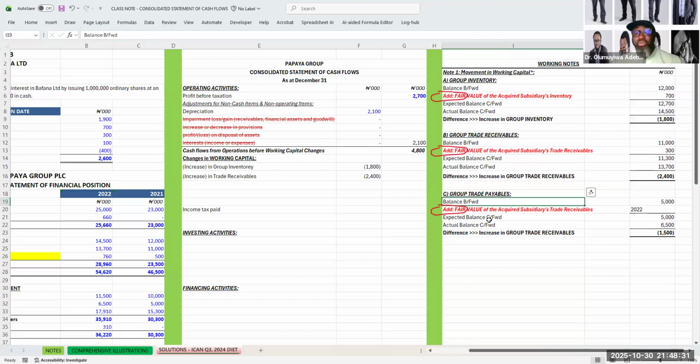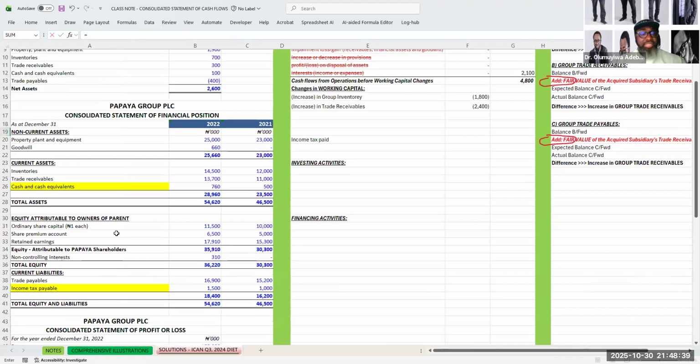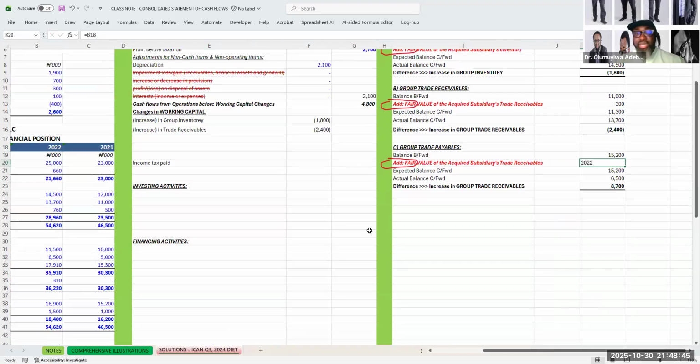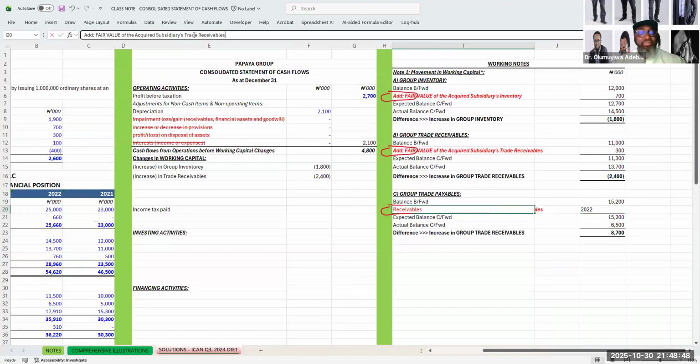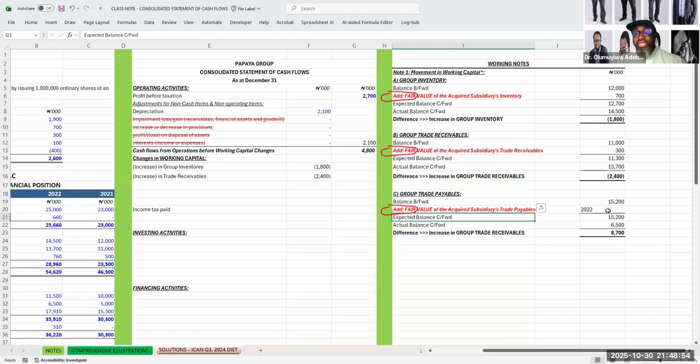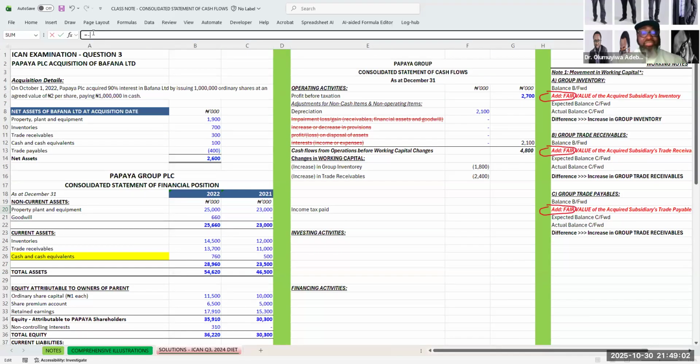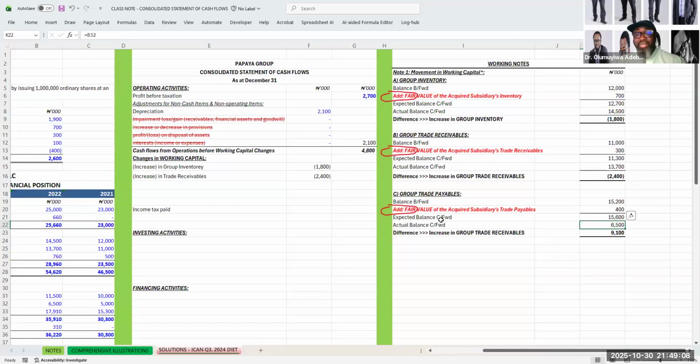Okay. In that case, what is my payable? Opening balance of payable was 15.2. Now, I add the fair value of the acquired subsidiary trade payable at the date of acquisition, which is this. And be careful because it's negative. I have to turn it to positive because I'm adding it to absolute number. Therefore, by the time I add it, my expected balance is 15.6.